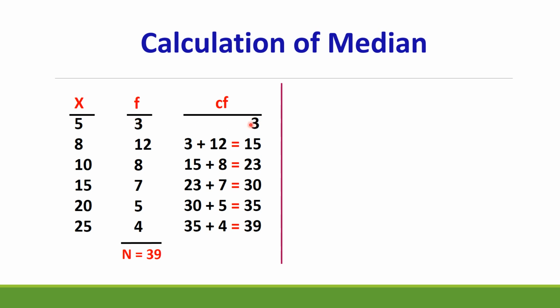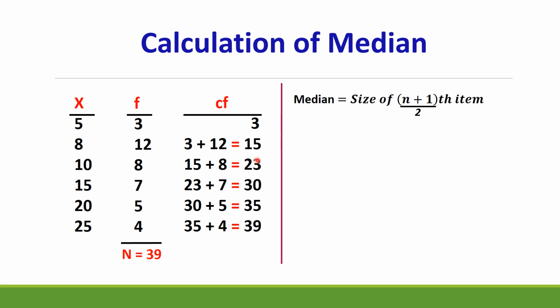The second cumulative frequency is 3 plus 12, that is 15. And the next one is 15 plus 8, that is 23. Then 23 plus the next frequency 7, that is 30. Then this cumulative frequency plus the next frequency 5, that is 35. Like that the cumulative frequency is calculated. And then the formula is applied.